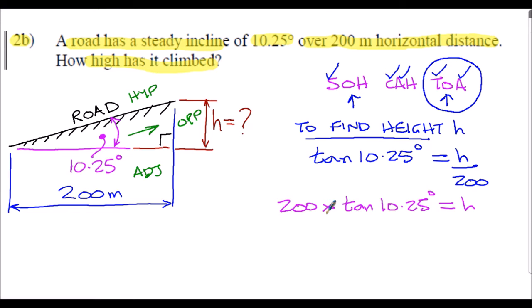All we do is turn the equation around, so therefore height h is equal to 200 multiplied by the tan of 10.25 on my calculator, 0.1808. That's the value for tan of 10.25 from my calculator. Therefore the height is equal to 36.2 meters. That's to one decimal place.